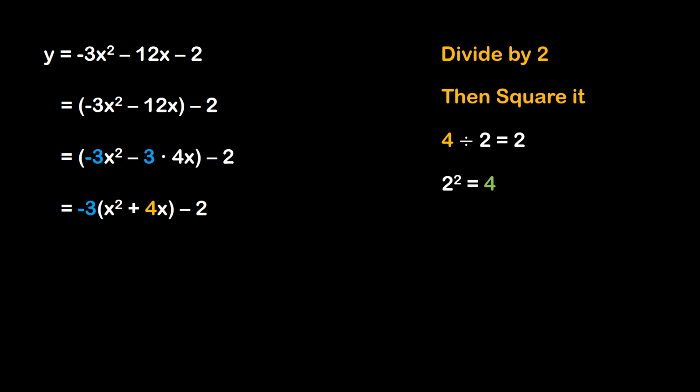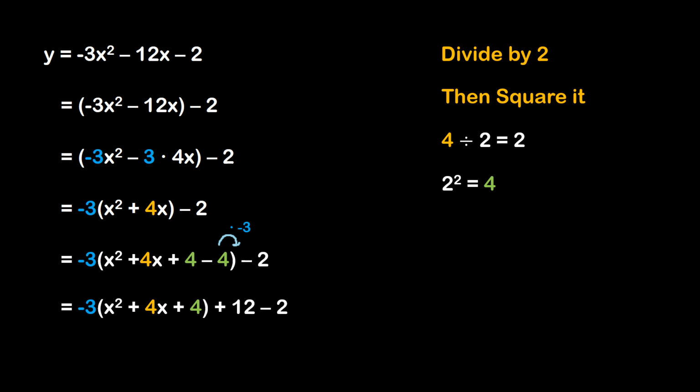We then add and subtract 4 to the expression inside of the brackets. And once again, when we carry out the negative 4, we need to make sure to multiply it by the number in front of the brackets. So in this case, negative 4 times negative 3 is 12, and we get 12 minus 2 outside of the brackets. 12 minus 2 is 10, and we are once again left with a simple trinomial that we have to factor. So two numbers that add up to 4 and multiply to 4 are 2 and 2. Right, so 2 plus 2 is equal to 4, and 2 times 2 is equal to 4.